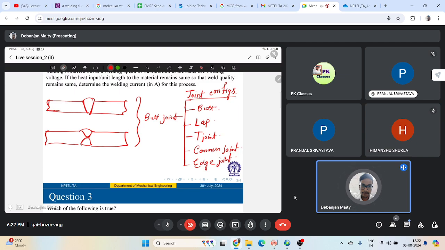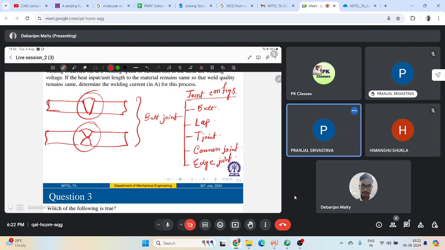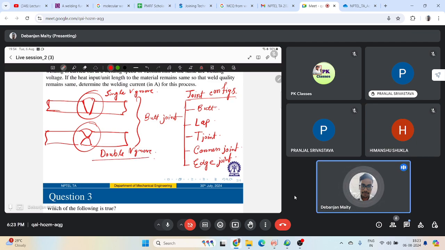And by looking at the configuration, what can you tell? Single butt joint, double butt joint. One is single V groove, another is double V groove, right? So there are some considerations of why you should use single V groove, why you should use double V groove. I'm not going in that direction. Anyhow, by looking at those configurations, you can identify what kind of joint configuration this is, right?